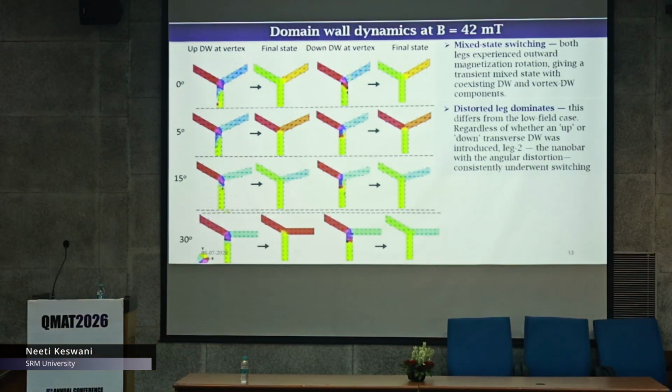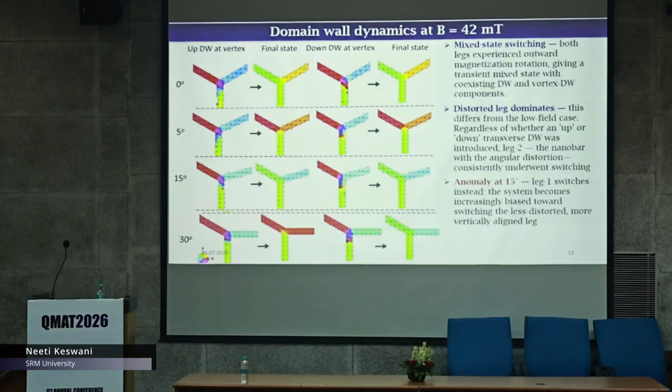And at 30 degree we observe similar things. The undistorted magnetization remains similar. There is no switching observed for both leg 1 and leg 2; that has gone. So there was an anomaly at 15 degree, where only leg 1 switched, and at 30 degree we are saying that it's a chirality driven switching. Okay, in fact the chirality has reversed.